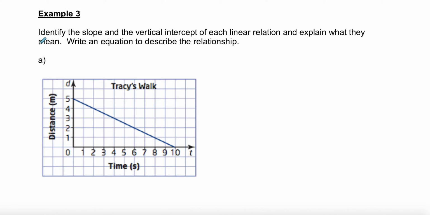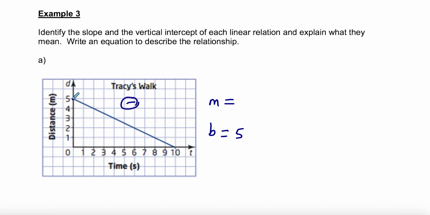Okay, example 3, identify the slope and the vertical intercept of each linear relation and explain what they mean. And you can find the y-intercept is 5. That's easy to see. There's still a vertical axis here, and even though it's called the d-axis, instead of the y-axis, the variables don't matter that much, and so we've got a y-intercept of 5 and the slope. So this is going down, so you have to remember always that that is a negative slope.